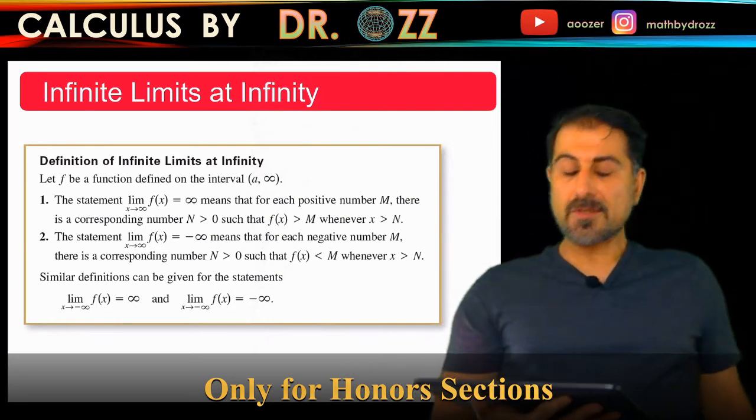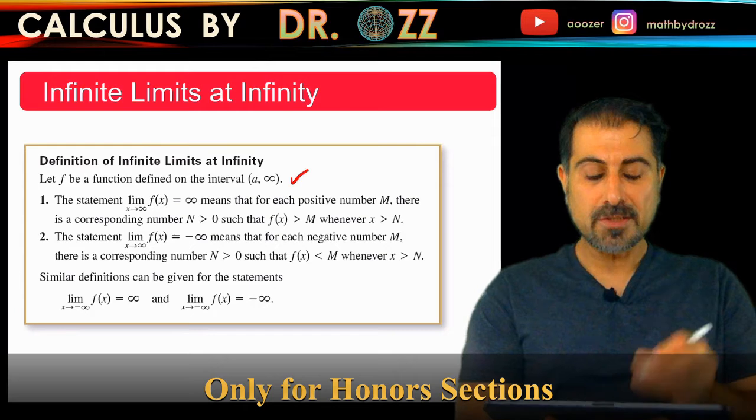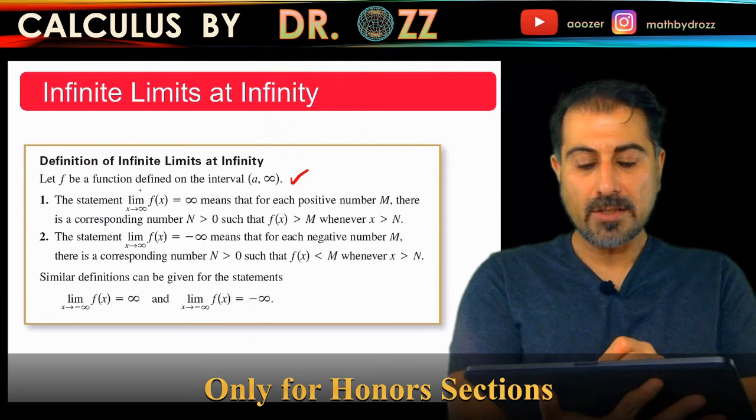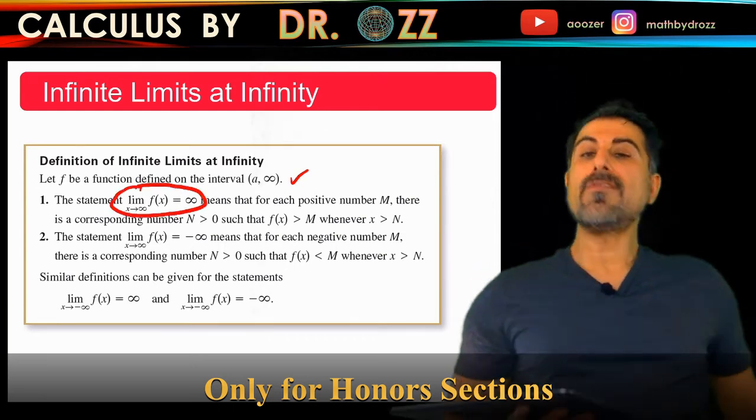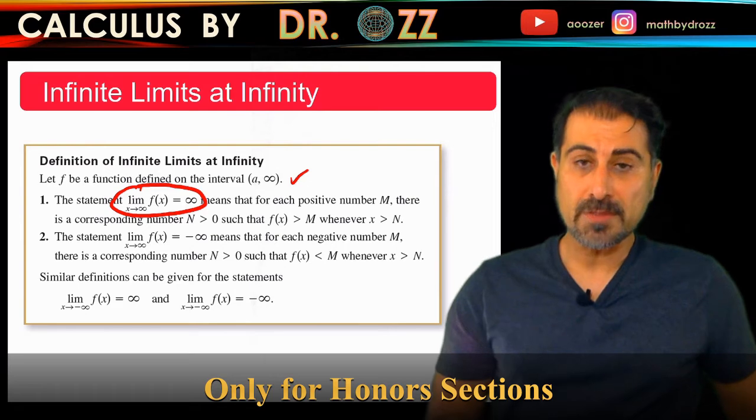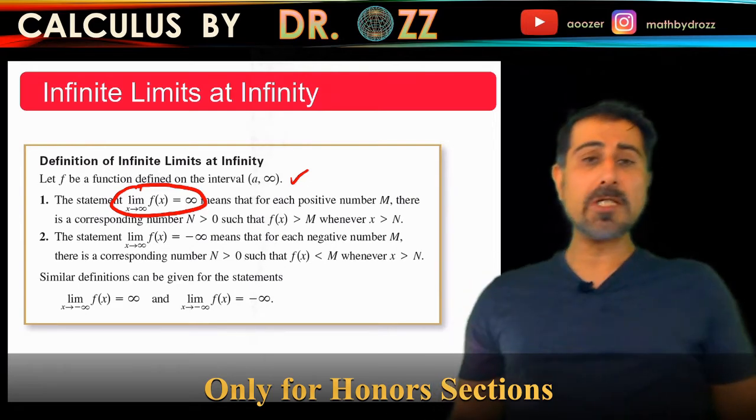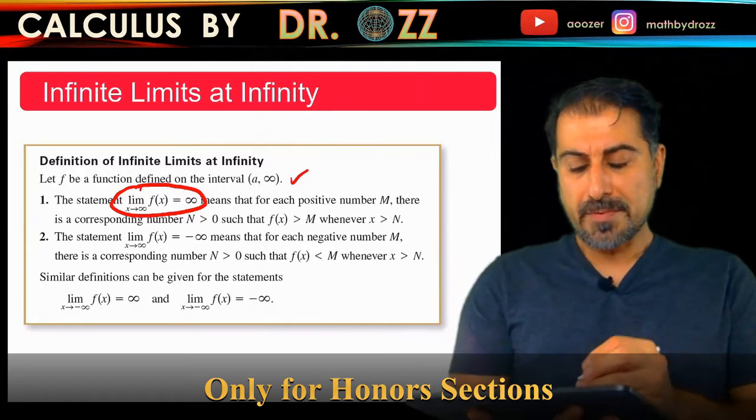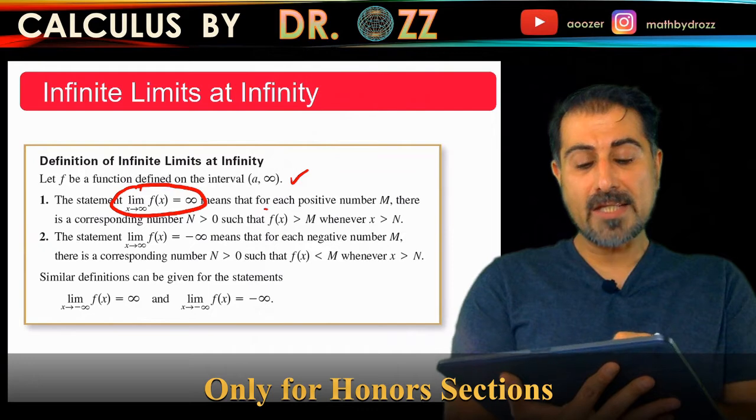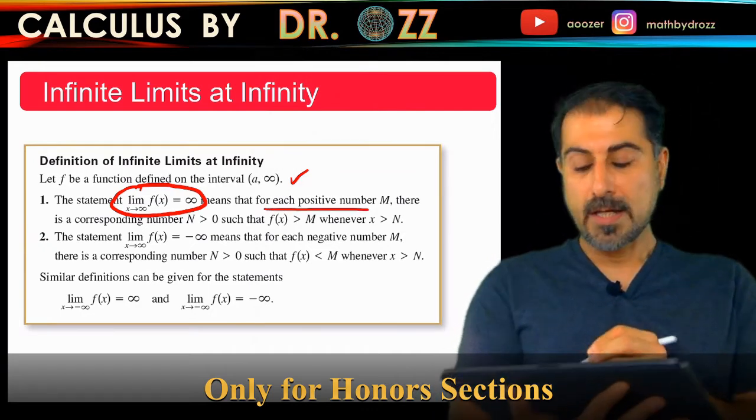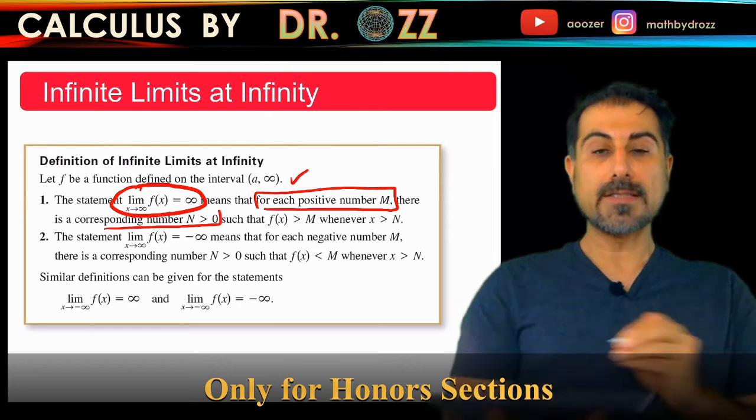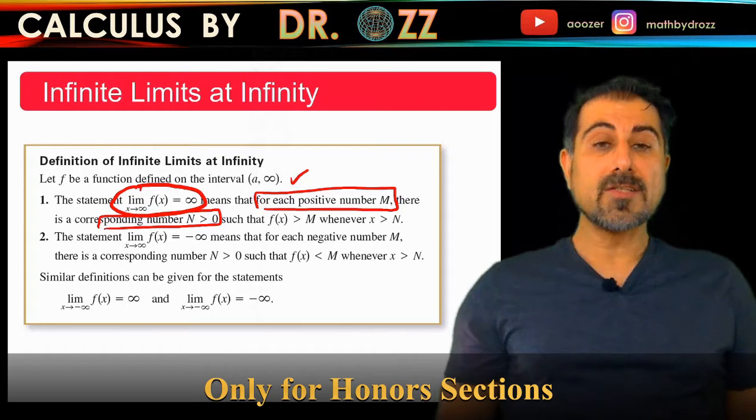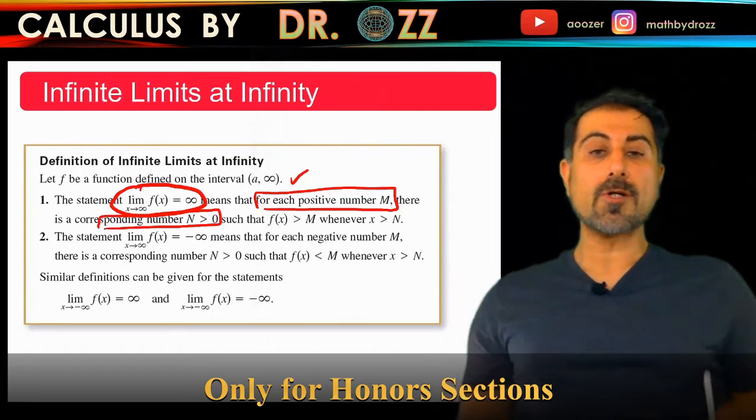So let's start with the definition of infinite limits at infinity. Let's say we have a function defined on the open interval (a, infinity). We're trying to understand what it means for the limit of f as x approaches infinity to be infinity. Normally we conclude this doesn't exist, but let's say this is positive infinity. So what is the meaning of that? For any given positive number M, there exists another positive number N depending on that, so that whenever x is greater than N, the corresponding function values are greater than M.